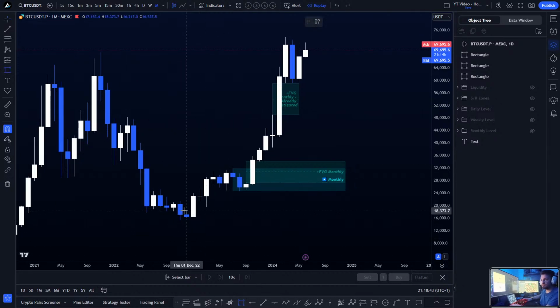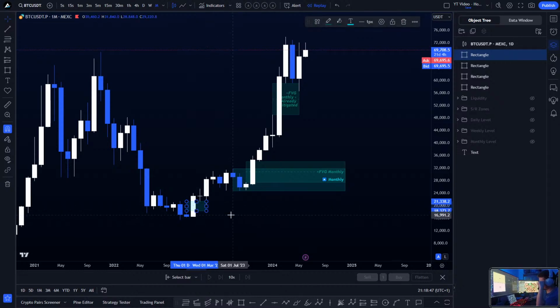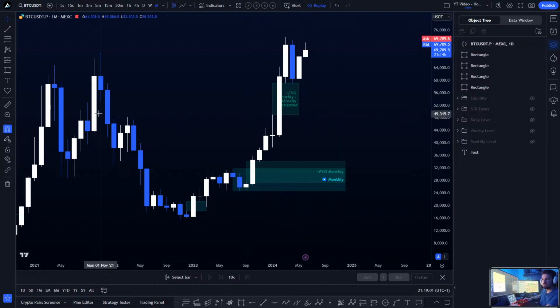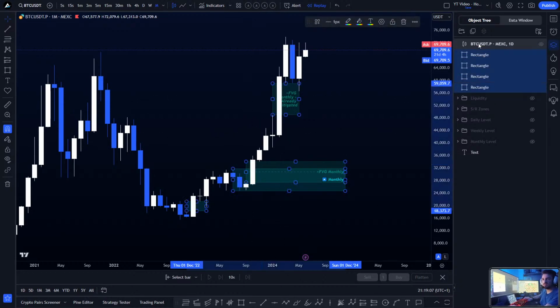For example, if we want to talk about Doomsday, this is already mitigated. If price comes back to the 30k-ish fair value gap and loses that, oh god. This could probably not hold price. And then we don't have anything here on the monthly, so this is basically it. So S and D monthly.